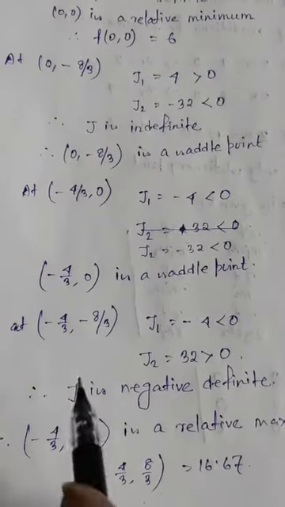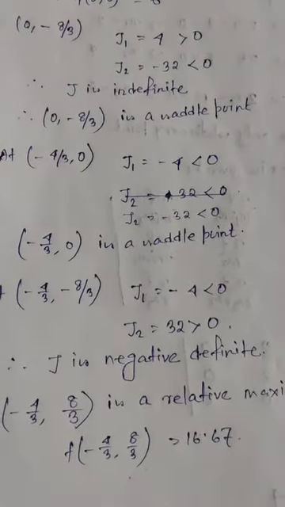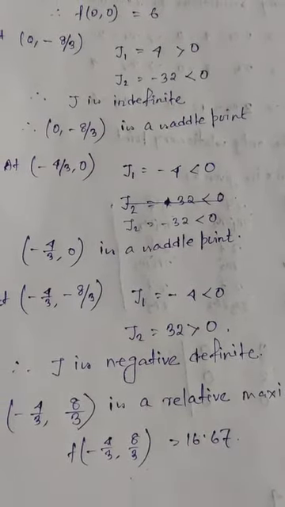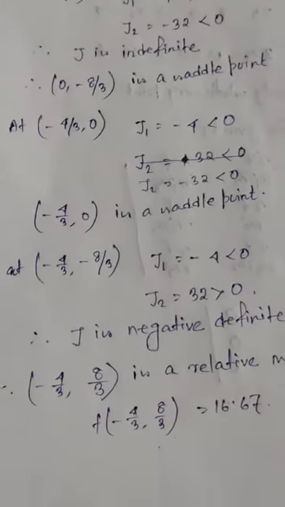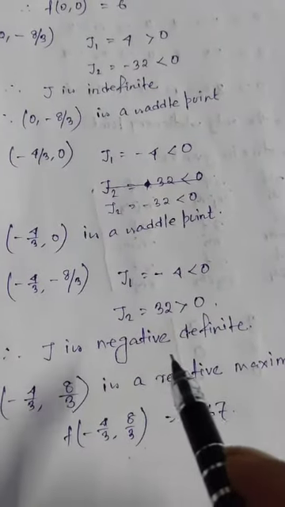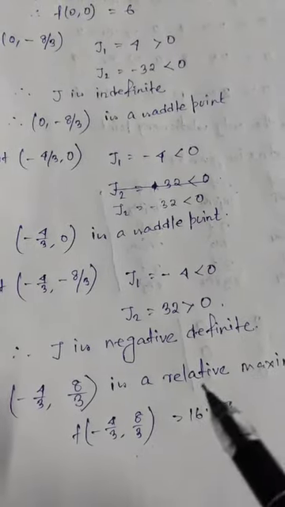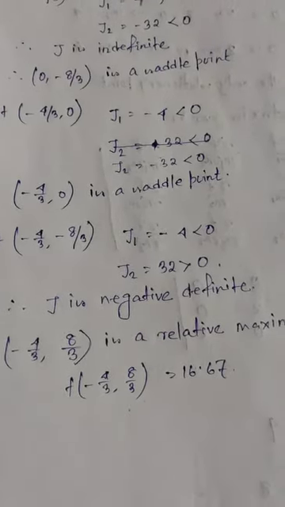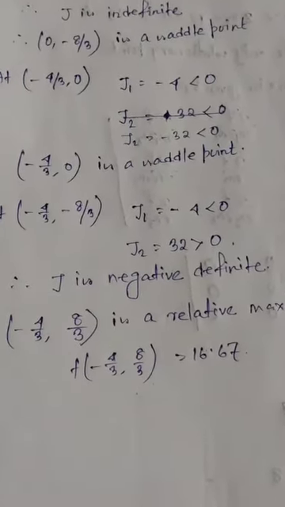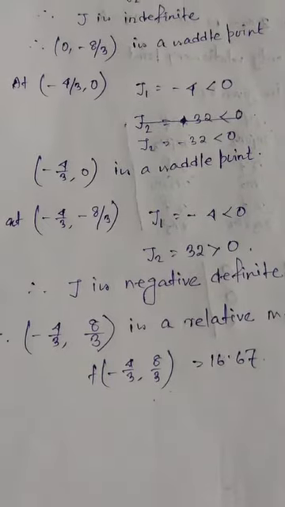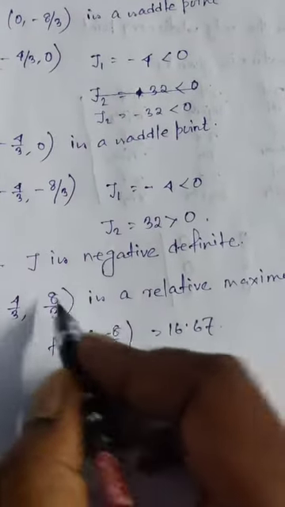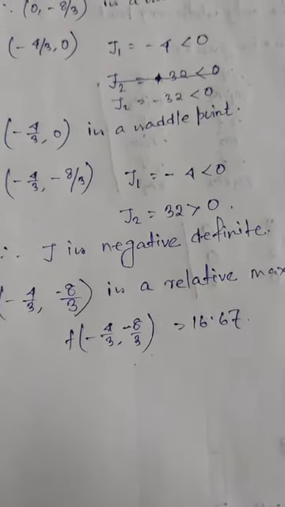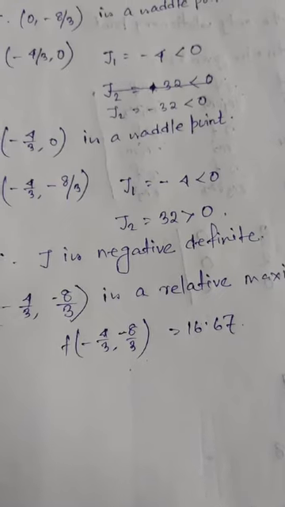For the last point, (minus 4 by 3, minus 8 by 3), we get J1 is equal to minus 4, which is less than 0, and J2 is equal to 32, which is greater than 0, and this satisfies the condition of negative definite. We can say that at the point (minus 4 by 3, minus 8 by 3) the function has a maximum, and the value there is 16.67. So I hope you understand the topic. Thank you.